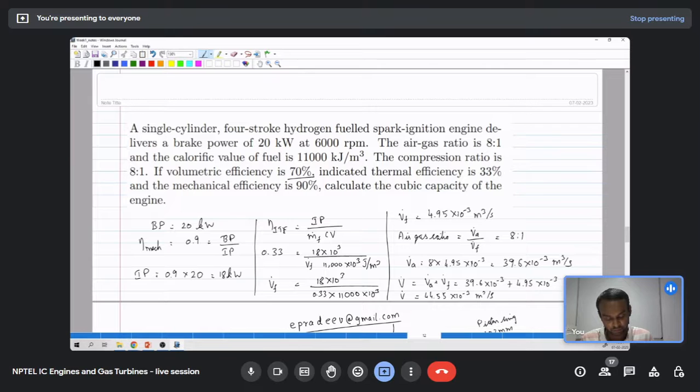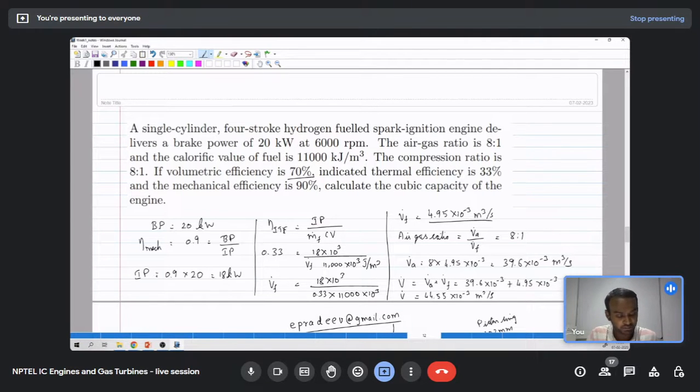And for fuel power, we have the volumetric flow rate of fuel into the calorific value of fuel. So with this we can calculate the volumetric flow rate of fuel that has to be sent inside the engine. That is calculated as 4.95 into 10 power minus 3 meter cube per second.